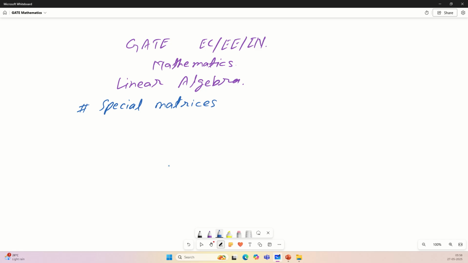So in this particular topic, what we are going to talk about is special matrices. There are a lot of places, or a lot of situations, where special matrices come up. In this case, we'll talk about various features of special matrices and how we can solve questions based on that. And a lot of questions have come in GATE based on these properties of special matrices.